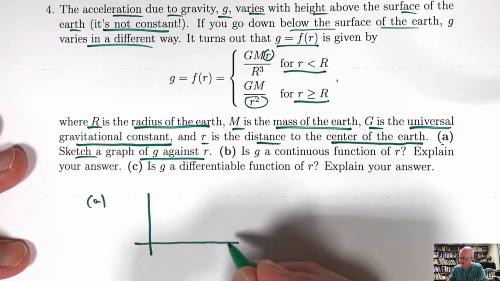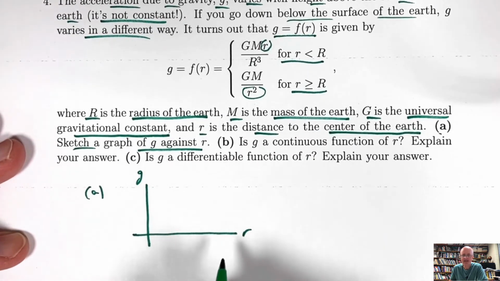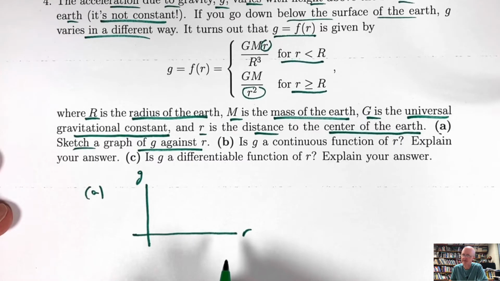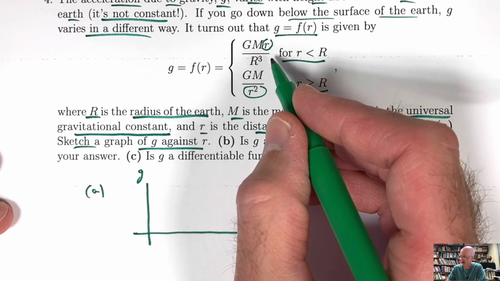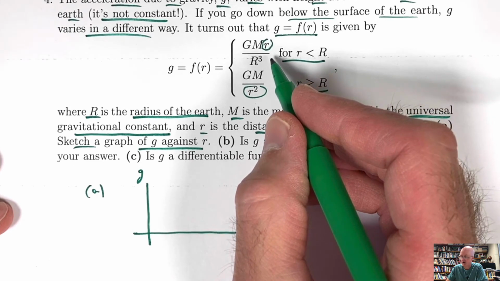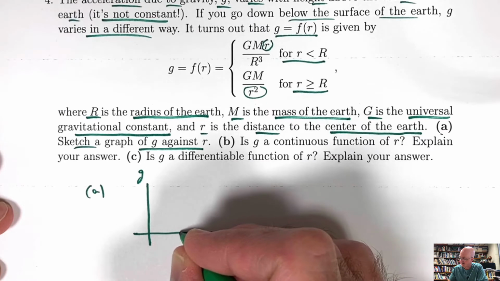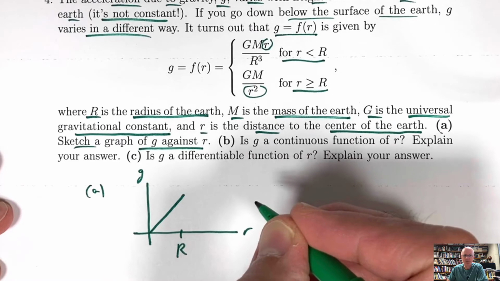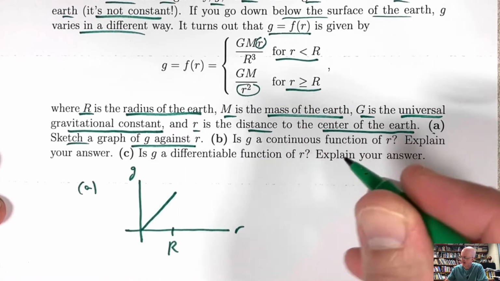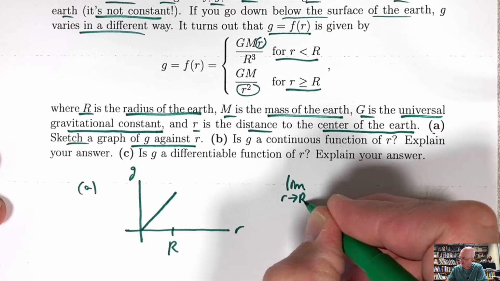Make a graph of little g as a function of r. Again, little r is the distance to the center of the Earth, not the distance from the surface of the Earth. It's a linear function of little r. In fact, you could call it a direct proportionality. It's going to have a graph that goes to the origin and is straight with a positive slope until you get to a value of capital R. It's going to look like that. What is the left-hand limit of this function as little r approaches capital R from the left?